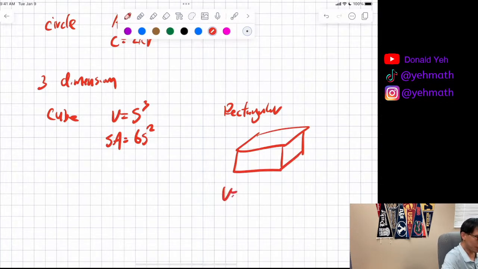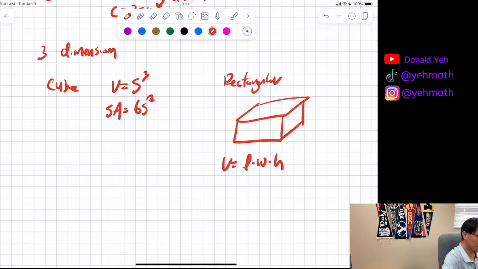The volume is going to be what? Length times width times height. Yes, that's very easy. What is surface area though? 2 length times width plus 2 length times height, I mean plus 2 width times height. Good, because there are total 3 separate dimensions here.